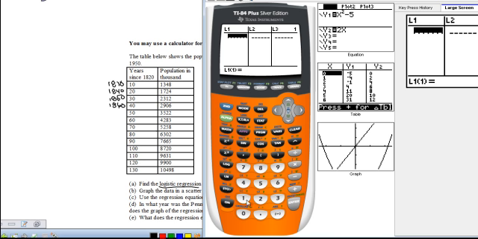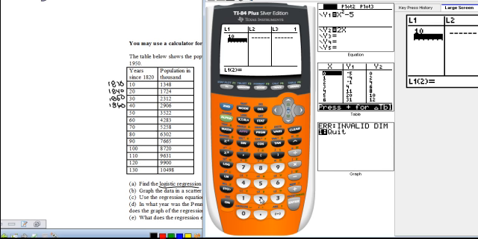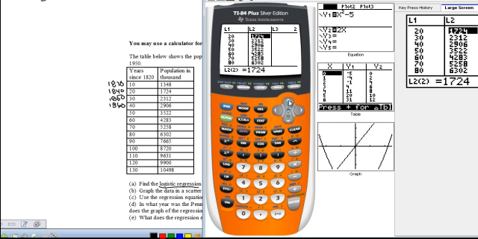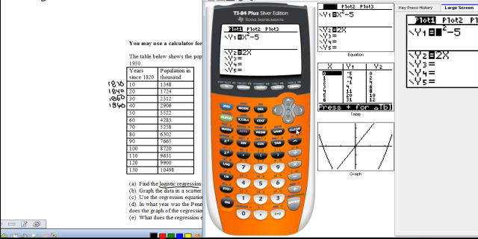and I'm going to go ahead and enter my numbers. Notice that I entered my x values in L1 and my y values in L2. Once I have my stats plots, I'm going to go ahead and change my window. Before I do that, I'm going to clear my graphs that I have.